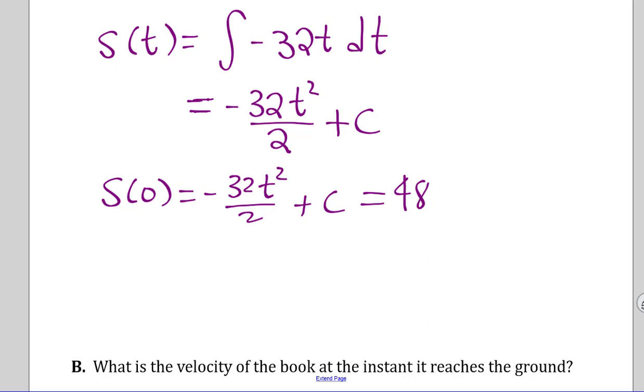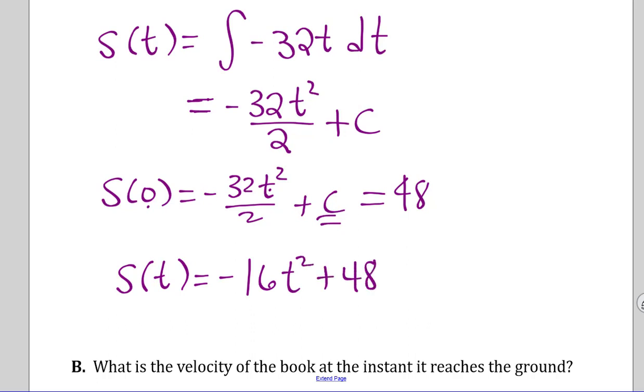So I'm just going to go ahead. If you want to, you can integrate it to see that c really is 48. Actually solve for it, I mean. Plug in 0 for t, and then solve for c, you'll get 48. All right, but what we know is s of t is negative 16t squared plus 48. Okay, and what I want to know is when this thing is equal to 0.